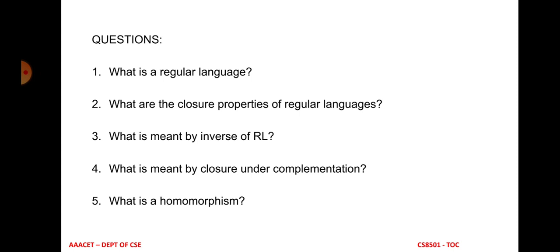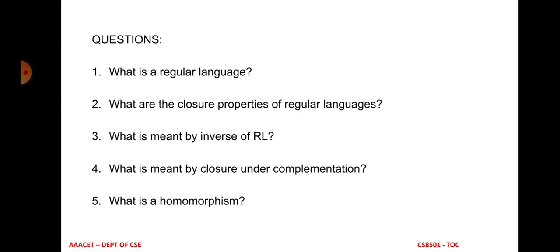So from this lecture, these are the questions we can easily answer. What is a regular language? You all know what a language is, and a regular language is one accepted by finite automata. And what are the closure properties? Union, concatenation, intersection, complement, difference, closure, reversal, homomorphism, inverse homomorphism. What is meant by the reverse of a language? We already saw one example, so you have to write the definition and the example as well.